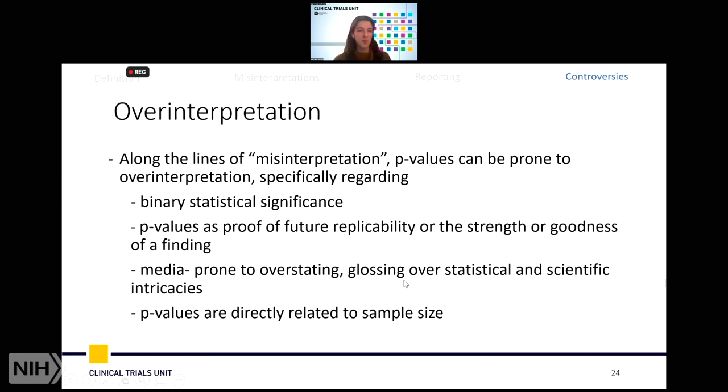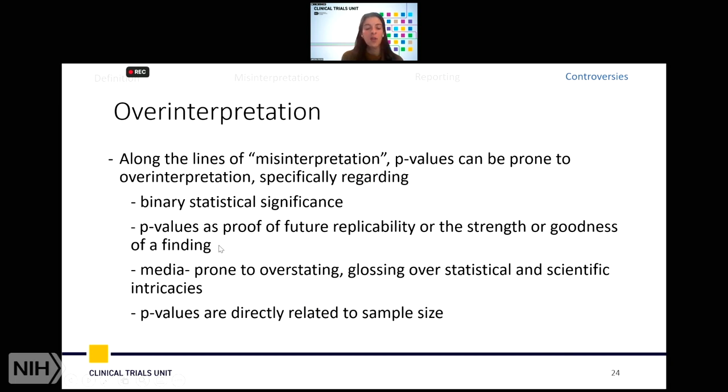The next thing I want to talk about is overinterpretation. So along the same lines as misinterpretation, I think p-values can really be prone to overinterpretation. And I think this overinterpretation falls into a couple different types of categories. One is in relation to talking about binary statistical significance. So how can we properly talk about a result being significant or not? A lot of people will misinterpret, but then overinterpret p-values as really being proof that your study will replicate, or that your study is really strong, really well designed, all in relation to the p-value. And that is not the case.